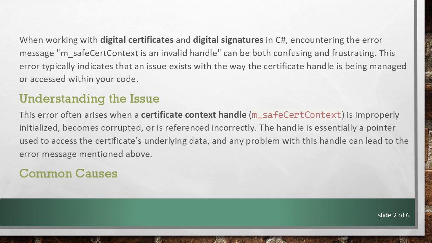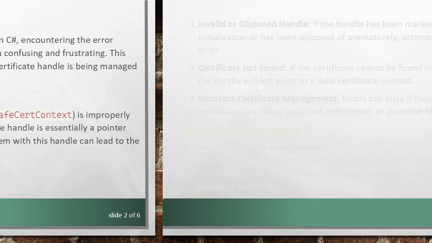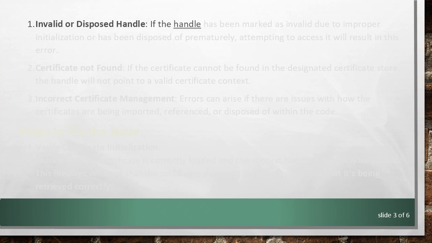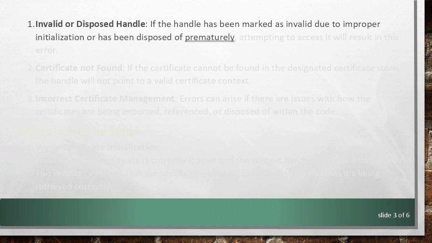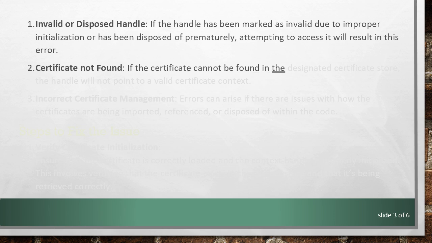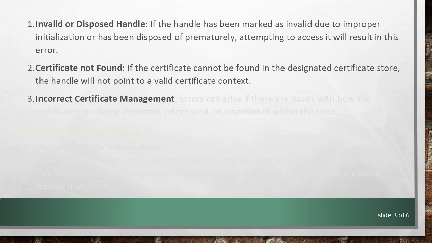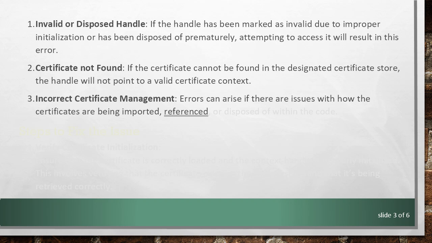Common causes. Invalid or disposed handle. If the handle has been marked as invalid due to improper initialization or has been disposed of prematurely, attempting to access it will result in this error. Certificate not found. If the certificate cannot be found in the designated certificate store, the handle will not point to a valid certificate context. Incorrect certificate management. Errors can arise if there are issues with how the certificates are being imported, referenced, or disposed of within the code.